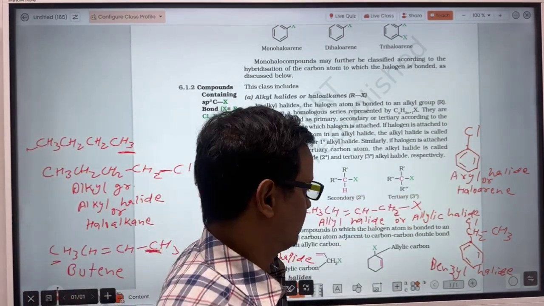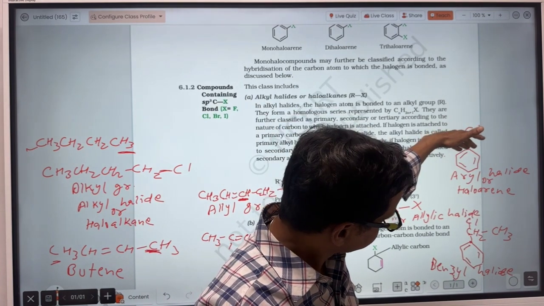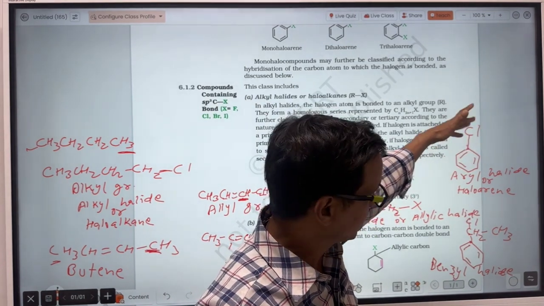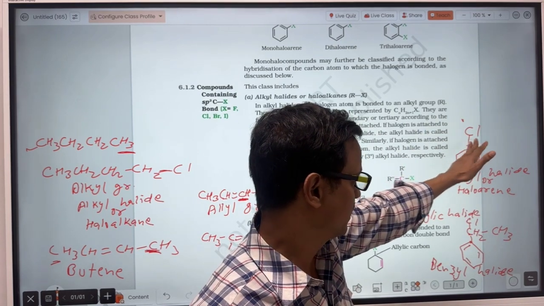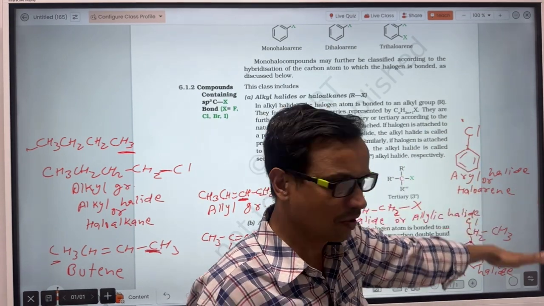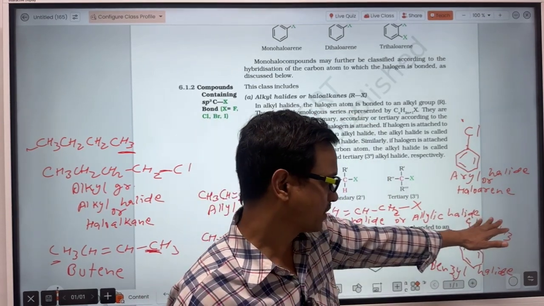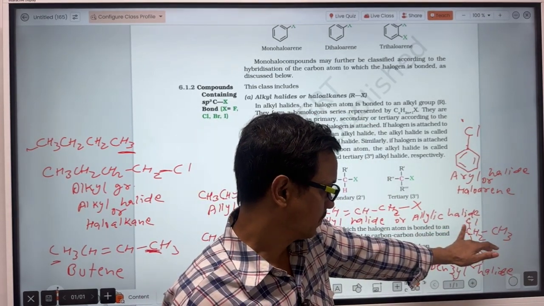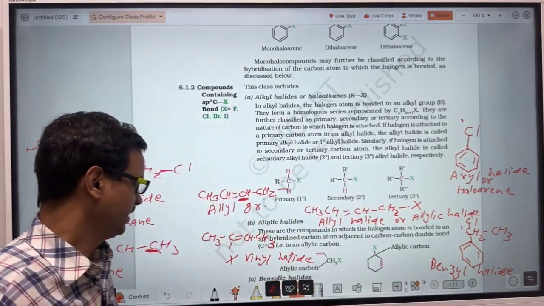Keep in mind, in aryl halide, the halogen is bonded to the carbon of the benzene ring. That means the halogen is directly bonded to the benzene, and that will be called aryl halide or haloarene. In case of benzyl halide, the halogen atom is bonded to that carbon atom which is bonded to the benzene. So that will be called benzyl halide.